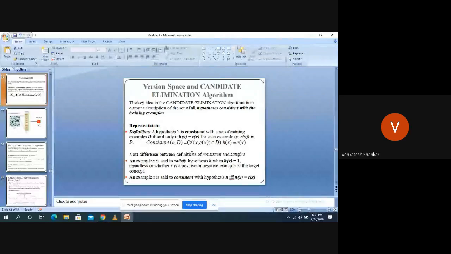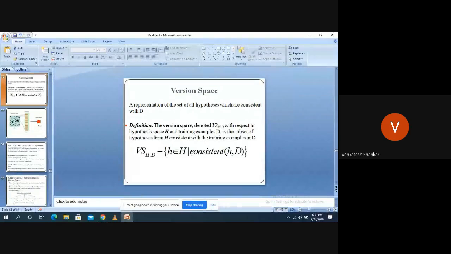Version space is a representation of the set of all hypotheses which are consistent with D. D means how many training examples you have considered. The definition of version space: it is denoted by VS H comma D. VS represents version space, H represents hypothesis, D represents the training examples.